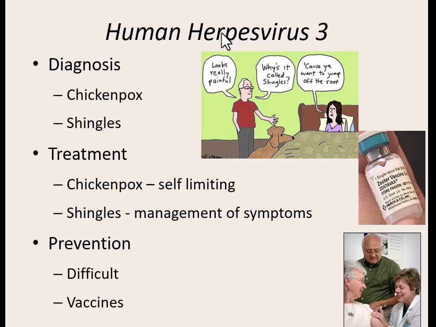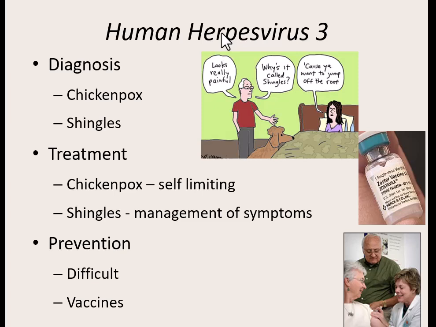Now, prevention's difficult because the virus is out there. However, we now have vaccines, one to prevent chickenpox. If you have the vaccine for chickenpox, will you guys get shingles? Nope. If you've been vaccinated for chickenpox, you've technically also been vaccinated for shingles. But that still doesn't mean that we won't get shingles, because there is a vaccine for shingles now as well.